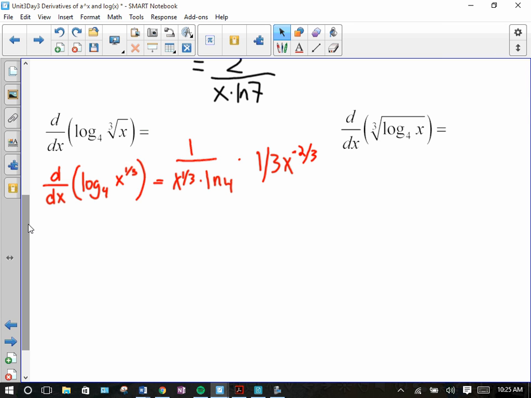One-third. Now, simplify this a little bit. And I give this equal to that, alright? x to the negative 2... That 3, since it's 1/3, and 1 divided by 3, that should go on the bottom now. x to the 1/3.